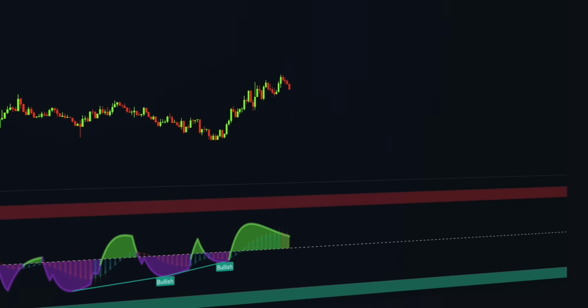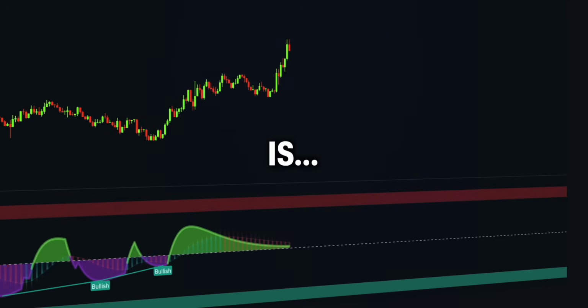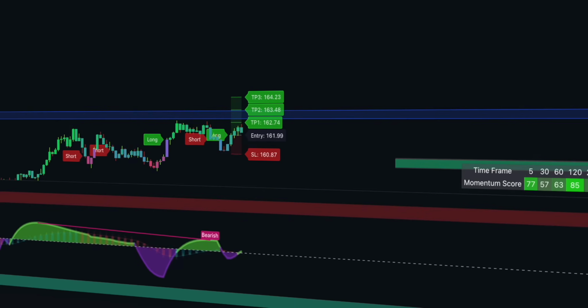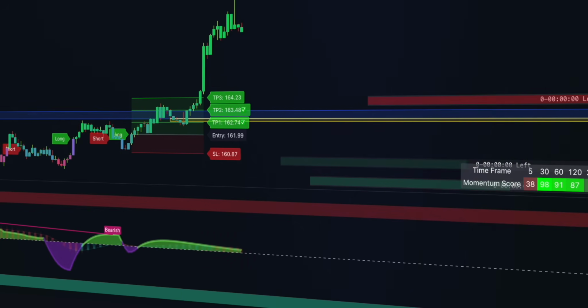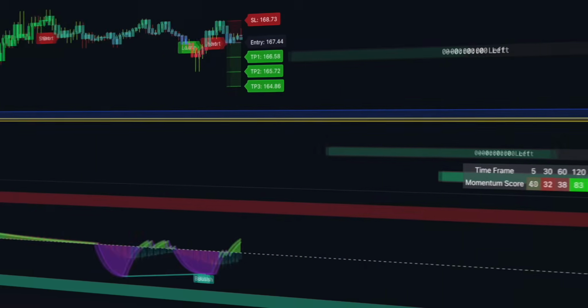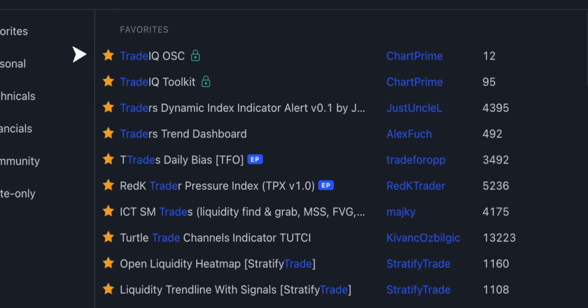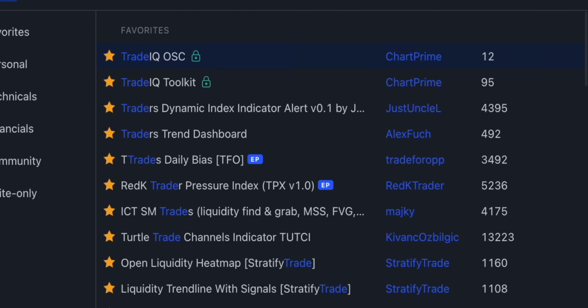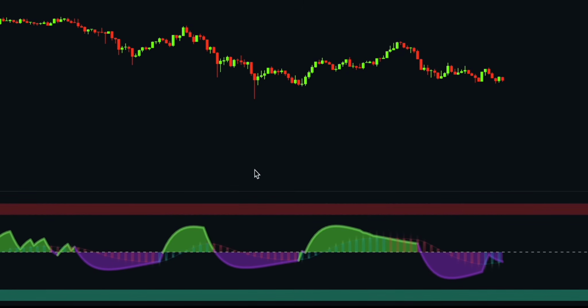In this video, we'll explore what this secret indicator is, how it works, and combine it with other technical analysis tools to create a super profitable trading strategy. This is without a doubt one of the most accurate and easy-to-use oscillators on the TradingView platform.